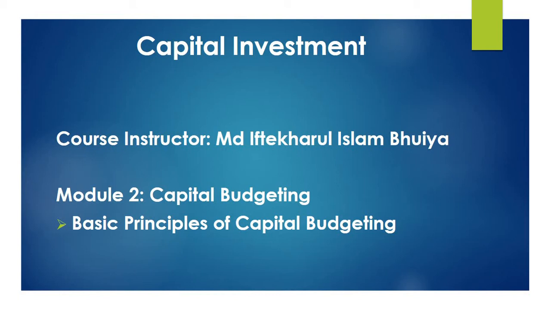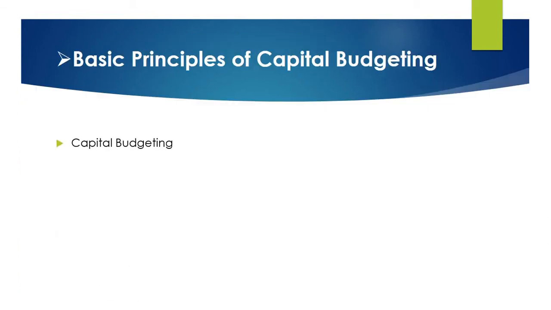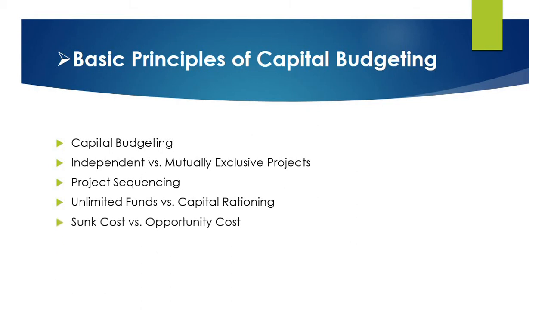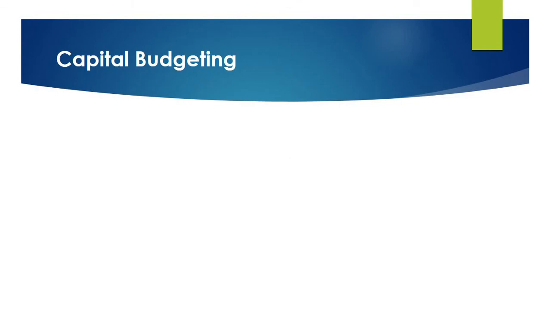This is module 2 of this course. In this module, we are covering capital budgeting and this is the first lecture of this module. In this lecture, we will cover some of the basic principles of capital budgeting. Let's look at what will be covered in this lecture first. First of all, we'll cover what is meant by capital budgeting. Then independent projects versus mutually exclusive projects, then project sequencing, unlimited funds versus capital rationing, and finally sunk cost versus opportunity cost.